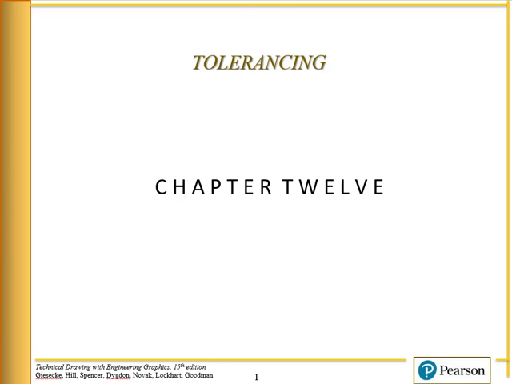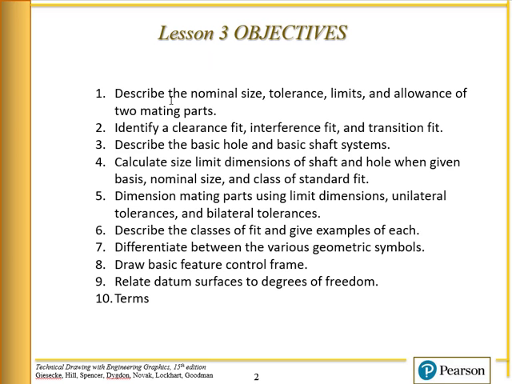Our objectives for lesson 3 are, first of all, describe the nominal size, tolerance, limits, and allowance of two mating parts. Typically a shaft and a hole would be the mating parts. Identify a clearance fit, an interference fit, and a transition fit. Describe the basic hole and basic shaft systems. Number 4, calculate size limit dimensions of shaft and hole when given basis, nominal size, and standard class of fit.